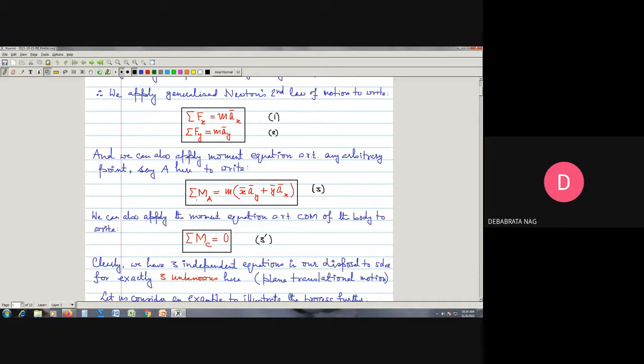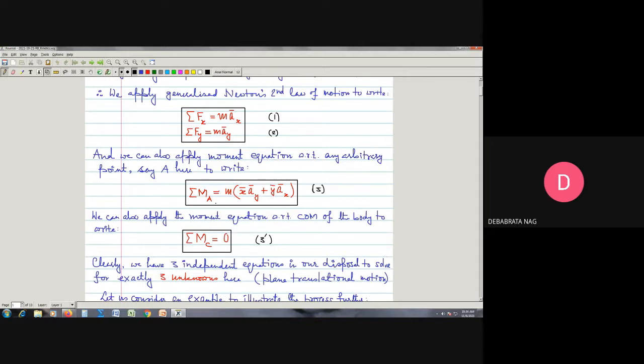And we can write that summation MA, that means the moment of all the external forces about that point A, must be equal to m times x bar into a bar y plus y bar into a bar x. Now, sometimes it is required that we take the moment of all these forces with respect to the center of mass itself.